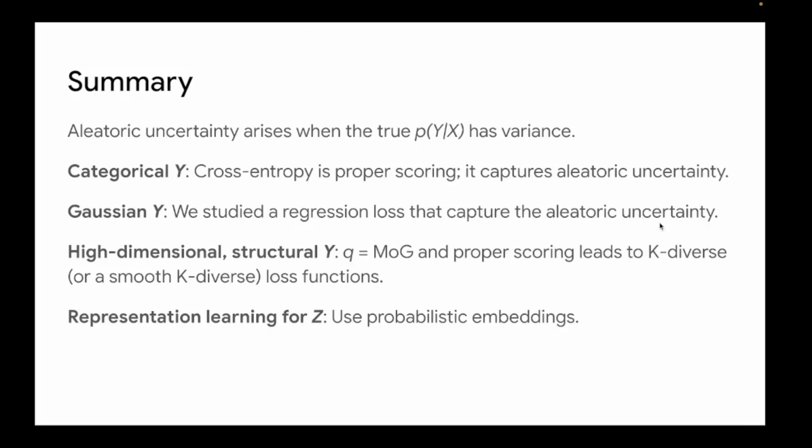Yeah. So in summary, we have seen categorical Y and Gaussian Y, as well as more high-dimensional structural Y. And we also looked into representation learning for Z, for aleatoric uncertainty. Any questions so far?